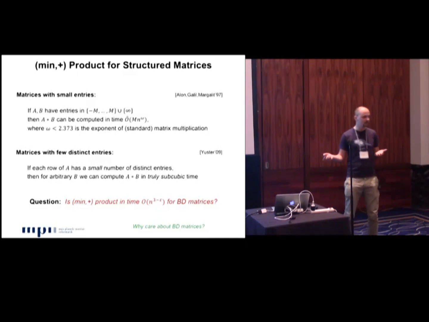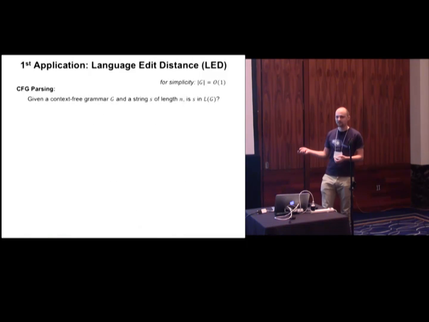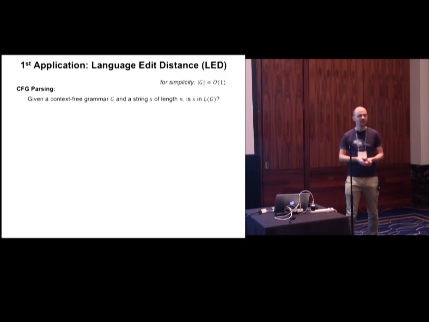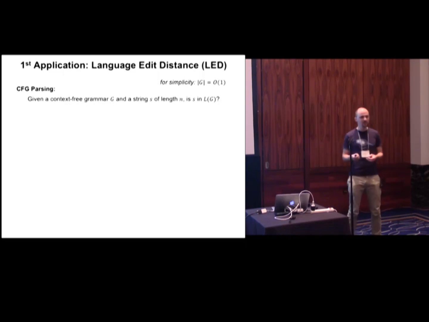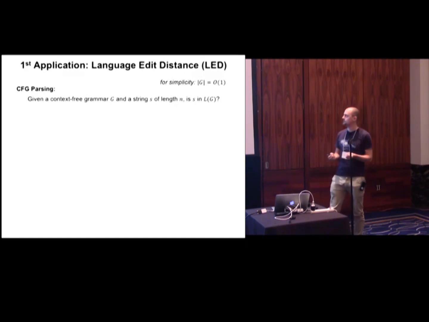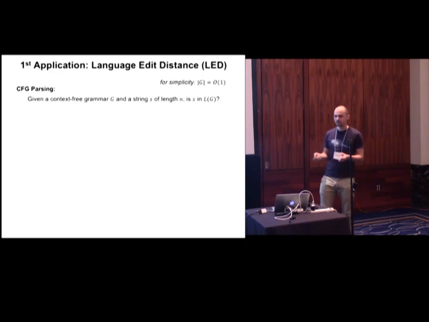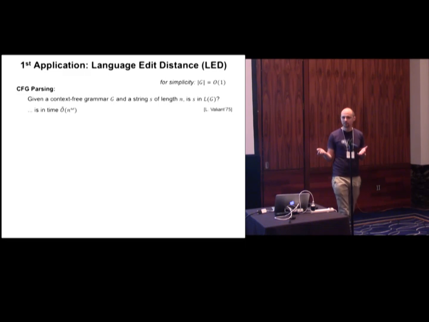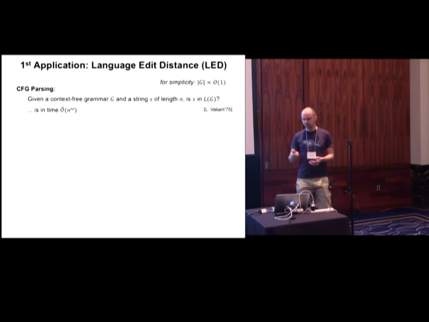But why do we care about exactly this special case? Well, we care because it comes up in many important applications. The first application is language edit distance. So let's first talk about the parsing problem. We are given a context-free grammar G and a string S, and you want to know whether the string belongs to the language described by the grammar. That's context-free grammar parsing. And if, say, for simplicity, the size of the grammar is constant and the length of the string is n, then you can solve this problem in n to the omega time. That's a classic result by Valiant.